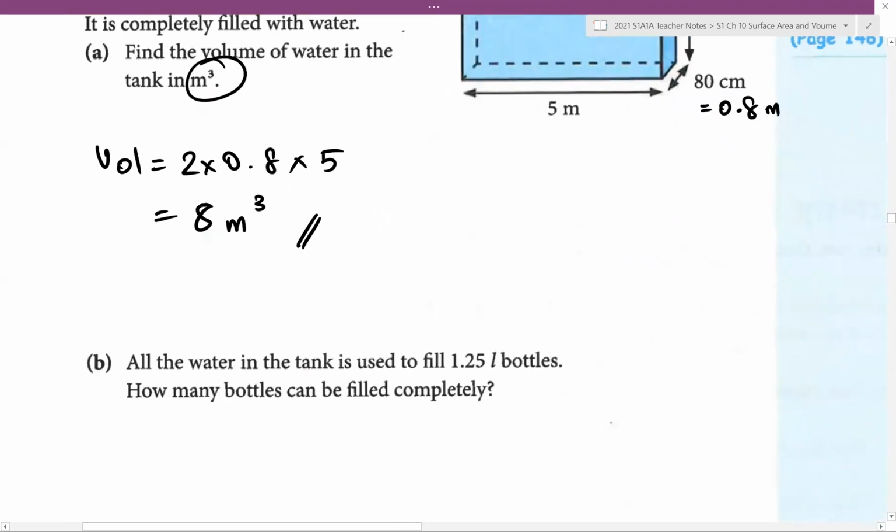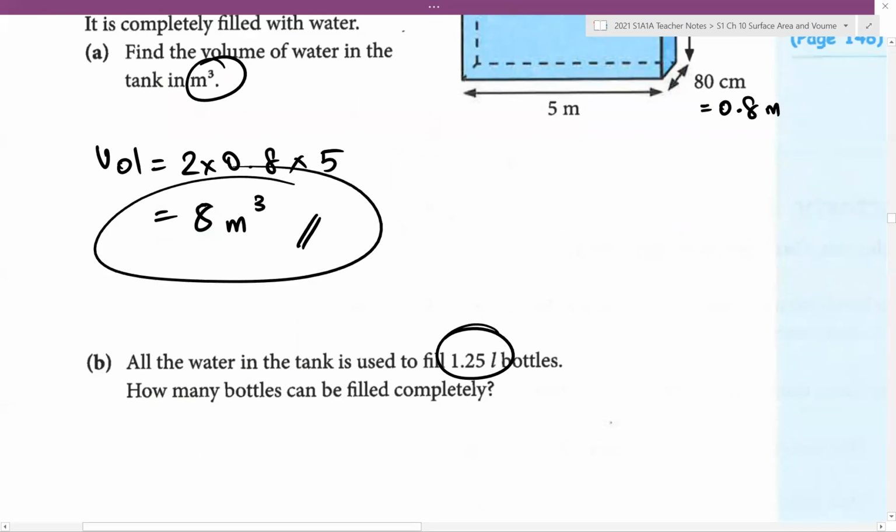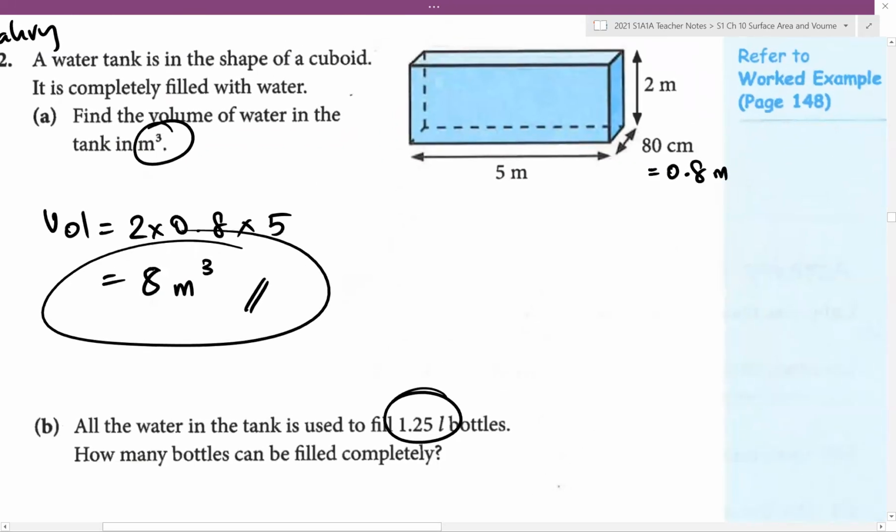And now we're going to use this 8 cubic meters to fill 1.25 liter bottles. First, do you have any idea how much water is there in 8 cubic meters? Is that a lot to you or very little to you? Who thinks it's a lot? Okay, who thinks it's very little? Only one. The rest, not very sure.